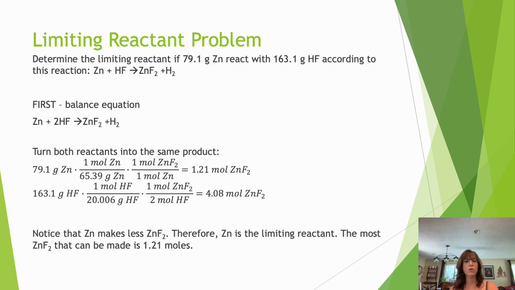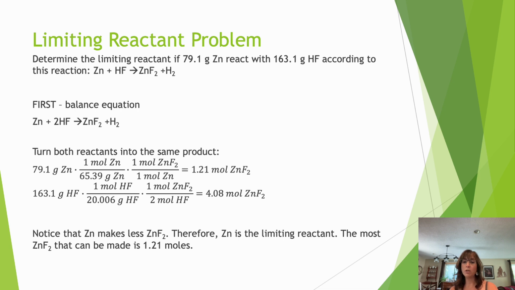Always look. So once you've balanced the equation, what you want to do is turn the amount of both reactants into the same product. And it really doesn't matter which product you choose. Sometimes I look ahead. If all of the questions have to do with, in this case, ZnF2, then I'm going to go to ZnF2. If all the questions have to do with H2, I'll go to H2. Otherwise, it doesn't really matter. Hopefully, by now you can understand the stoichiometry. I turned grams into moles and then did a mole ratio to get over to that product.